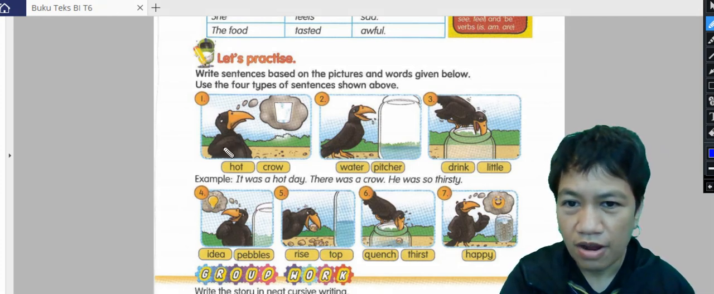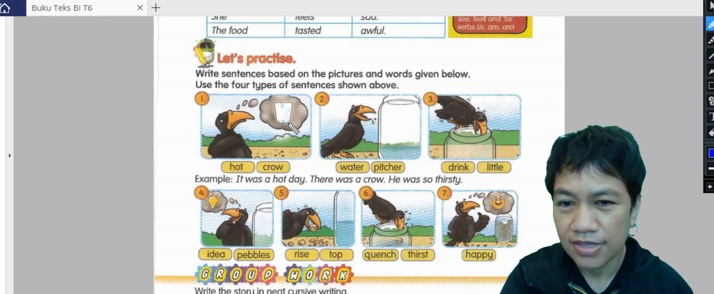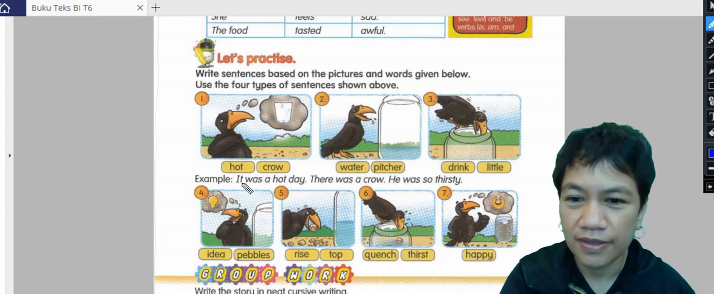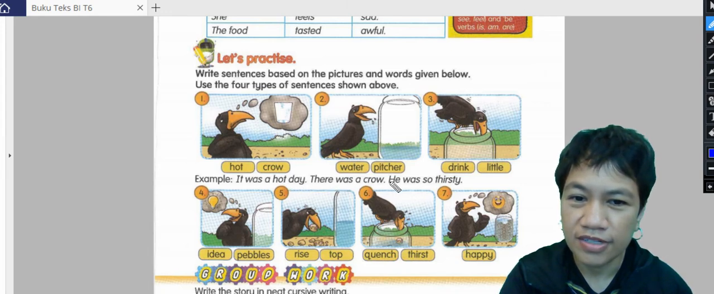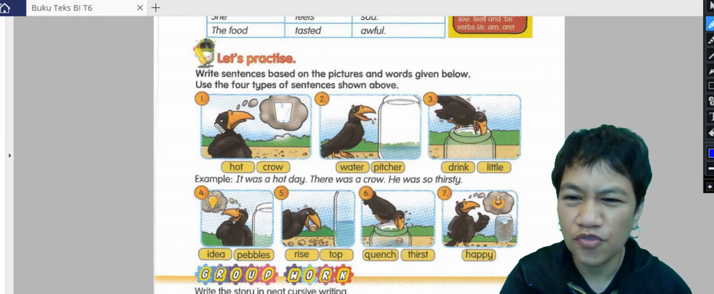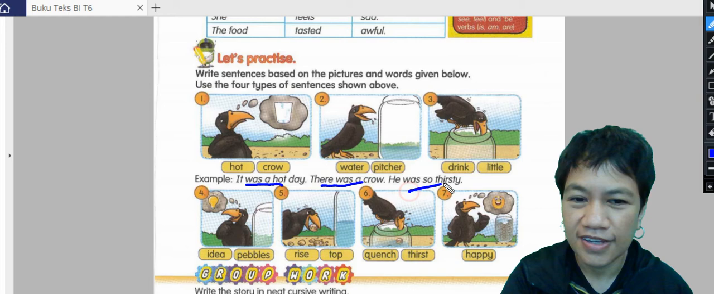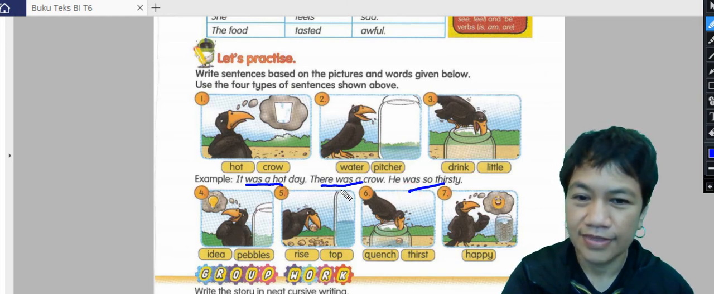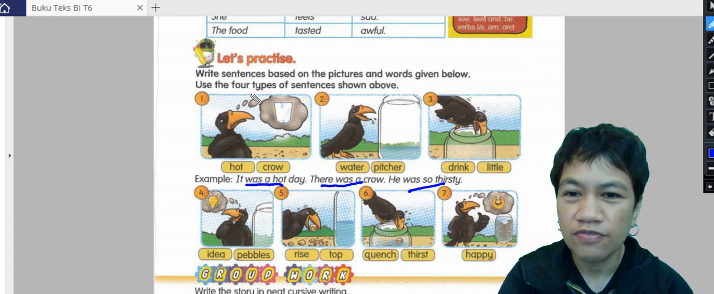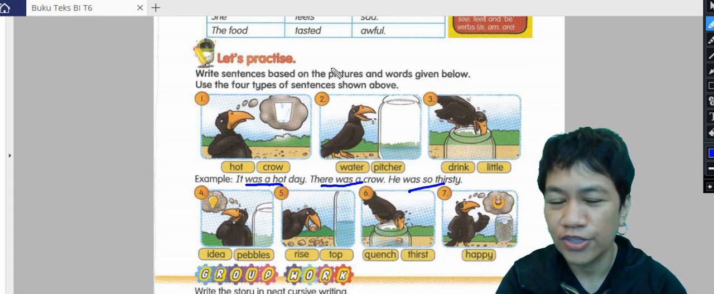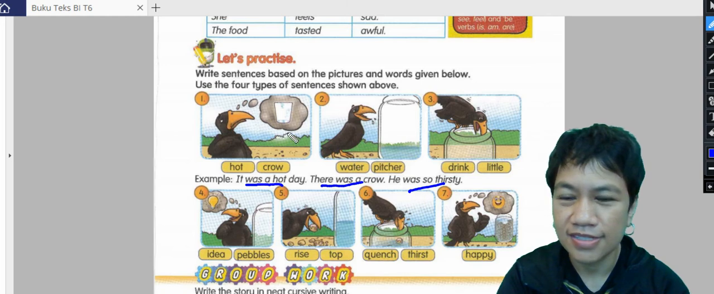There's a picture of a crowd imagining a glass of water. Why glass? Did the crowd drink from a glass? Okay, never mind. So the sentences given: it was a hot day. There was a crowd. He was so thirsty. So for this one picture, we have these 3 sentences. The words given are hot and crowd. Okay. So use the 4 types of sentences shown above in your textbook to write sentences for this.